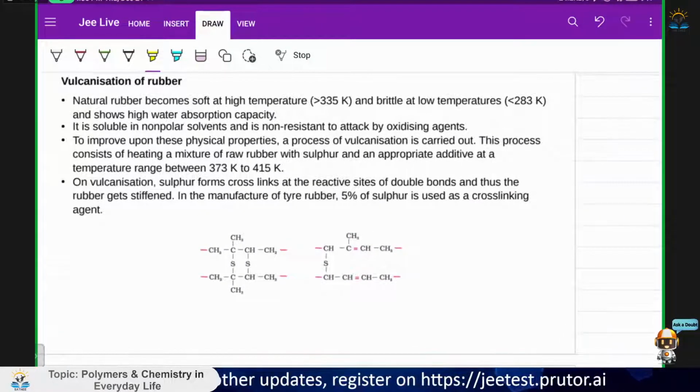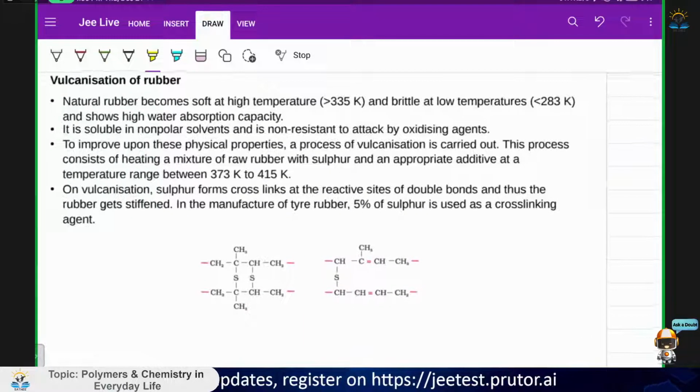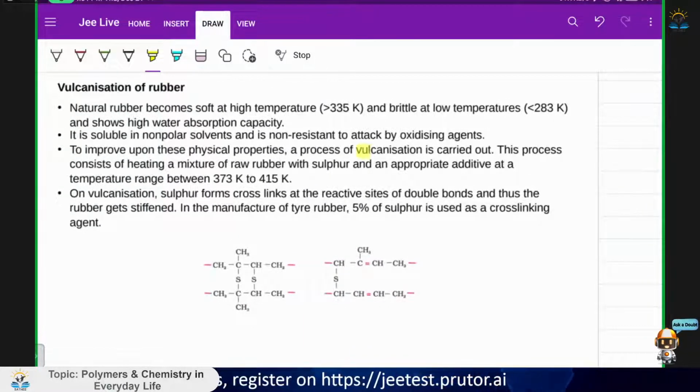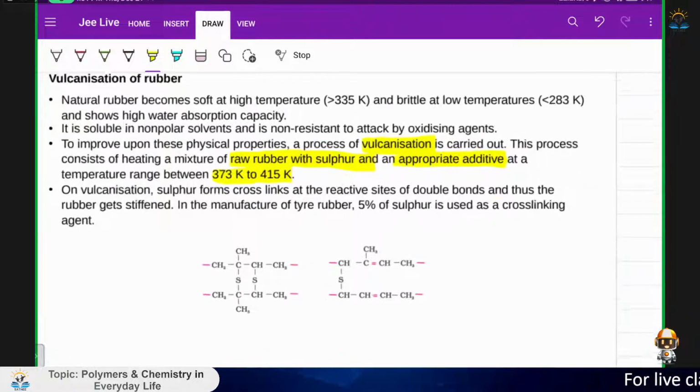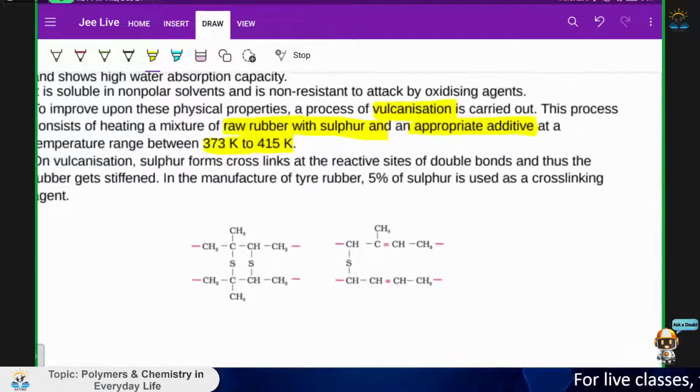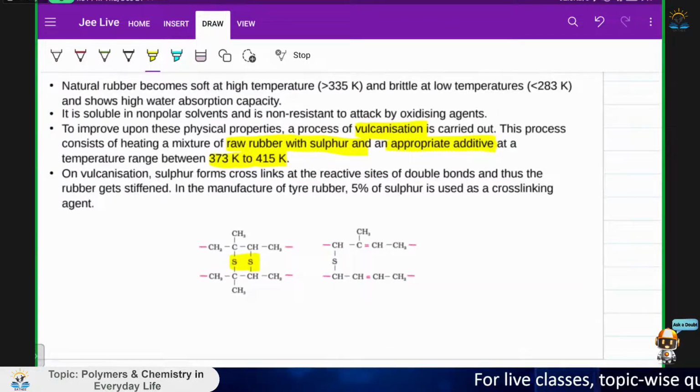So to improve this, we carry out what? Vulcanization. So what is vulcanization? We mix raw rubber with sulfur and a proper additive, in the temperature range between 373 to 453 Kelvin. So what happens when we heat? When we heat, there is formation of cross linkages. So in vulcanization, sulfur forms cross-links at the reactive sites of the double bonds.